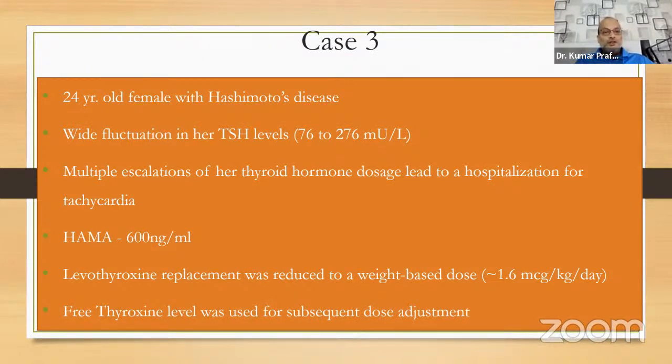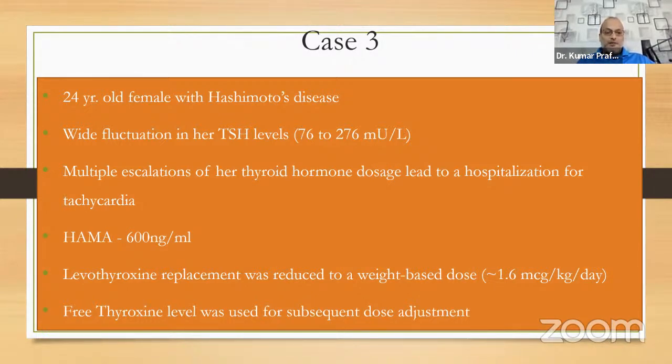The third example is a 24-year-old female with Hashimoto disease, with wide fluctuations in her TSH values. Multiple escalations of her thyroid hormone doses led to hospitalization with tachycardia. So what we can see in such patients in our cases: hypothyroidism. We keep on increasing the dose of thyroid replacement, and the patient is admitted with features of hyperthyroidism. So what happens in these patients?